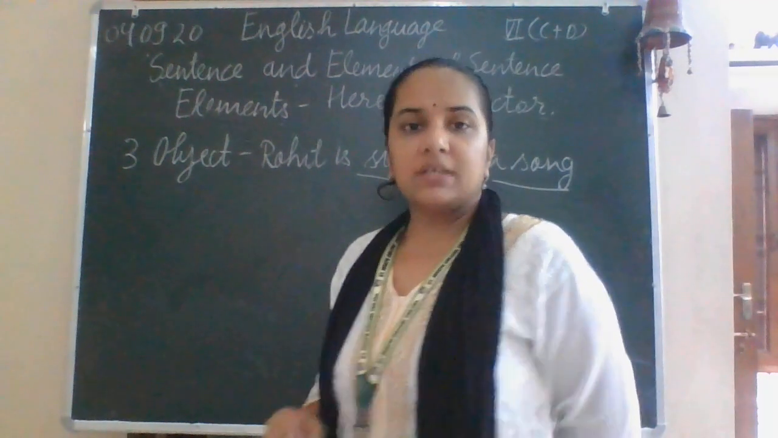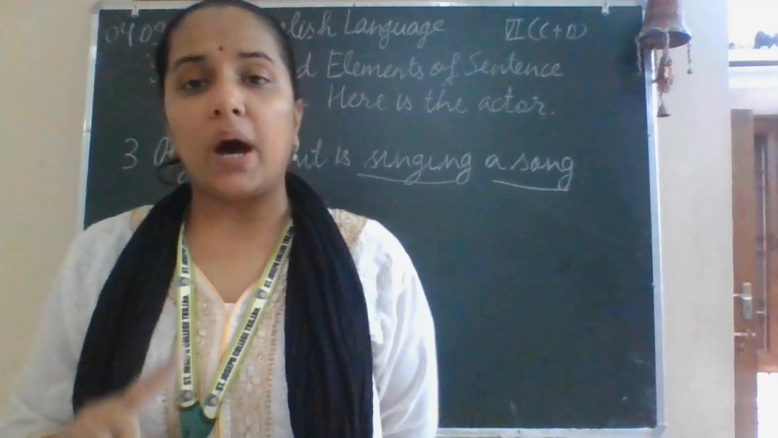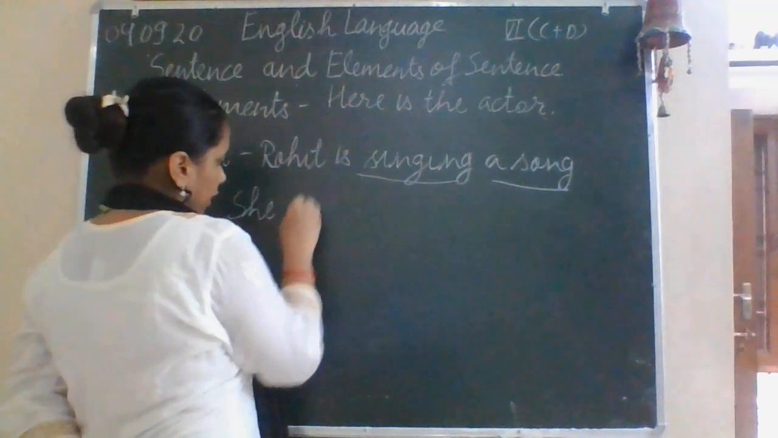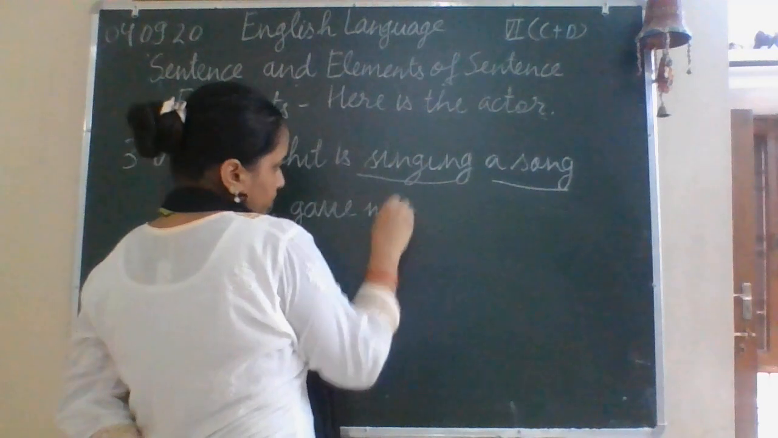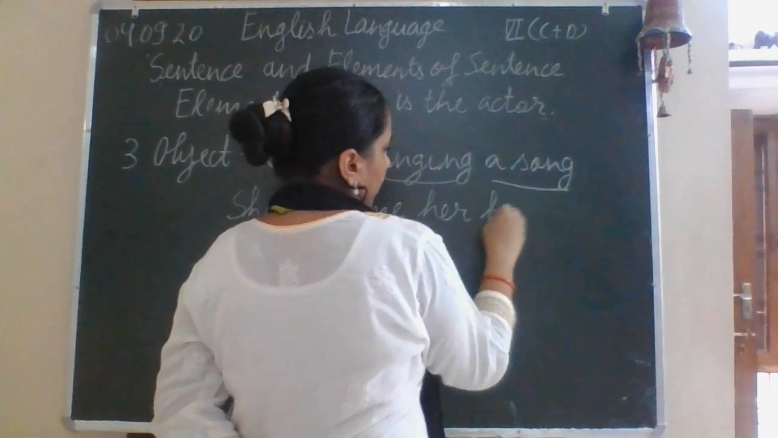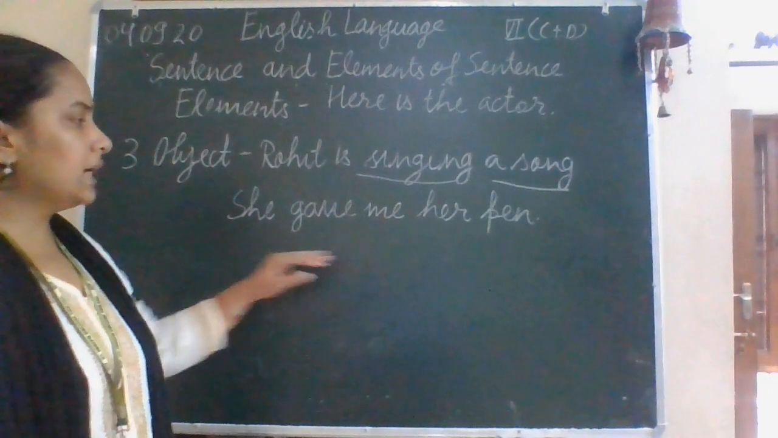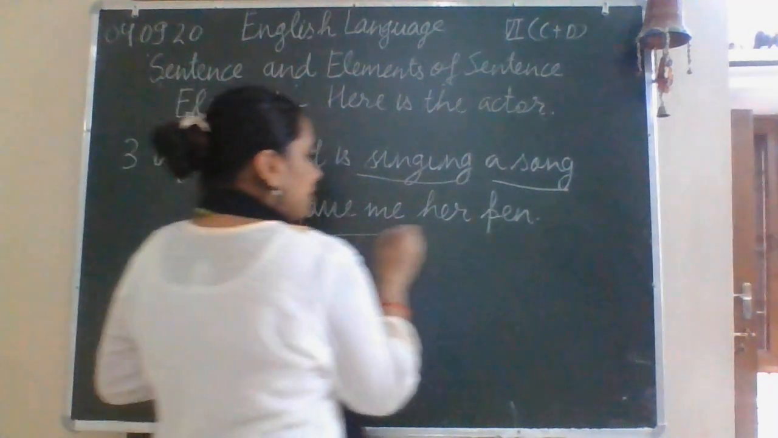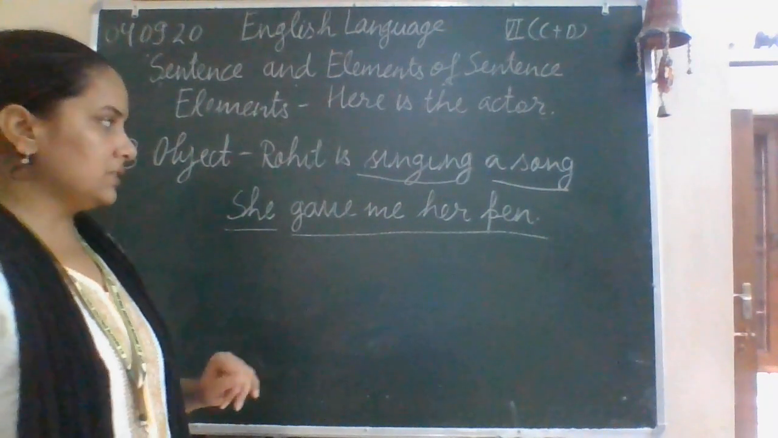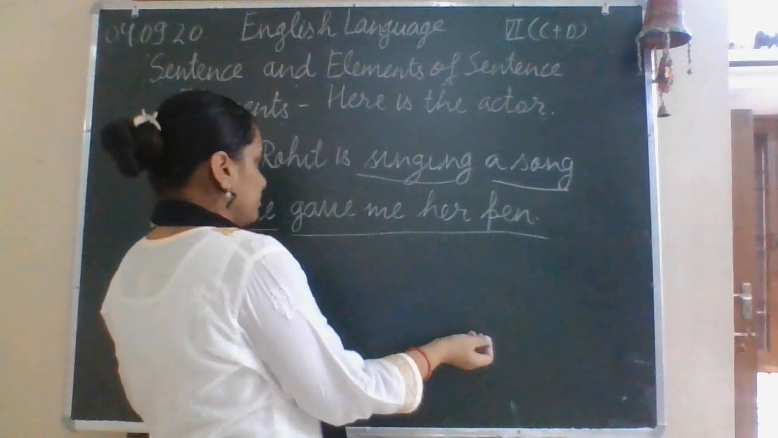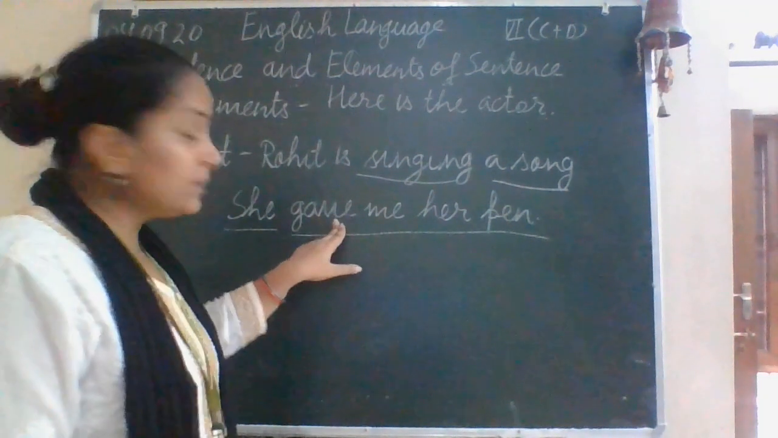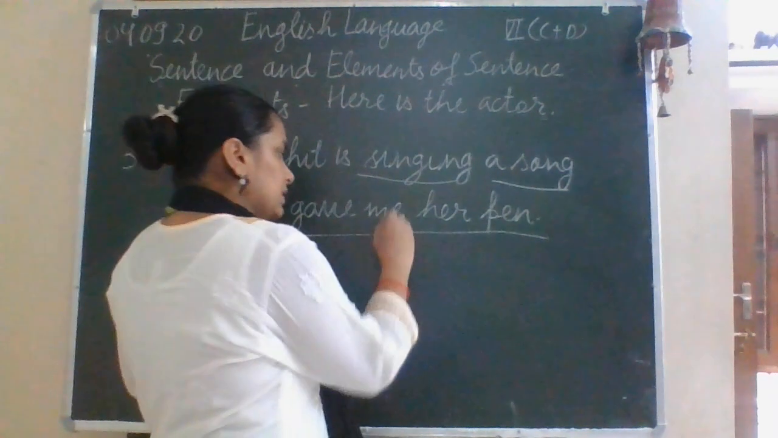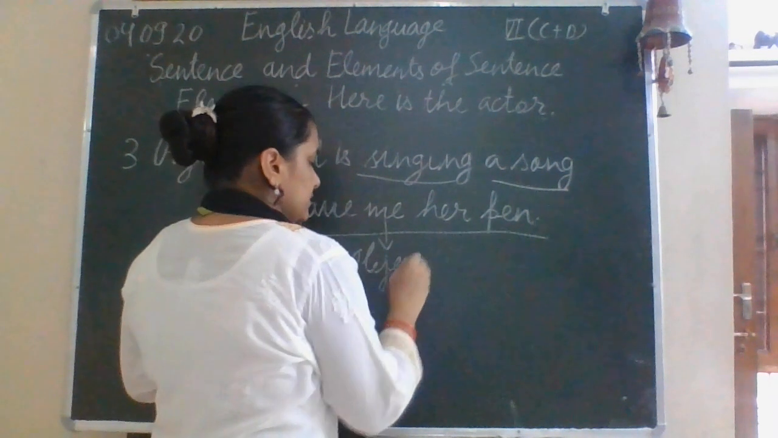Now there are some sentences in which you have more than one object. For example, she gave me her pen. She is the subject. The rest of this part is the predicate of the sentence. And here, if we talk about the object, the person to whom the thing is given: she gave me. Who's the receiver? Me. So this is the object of the sentence.